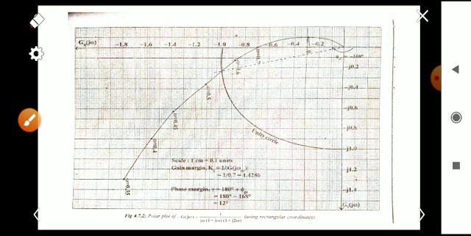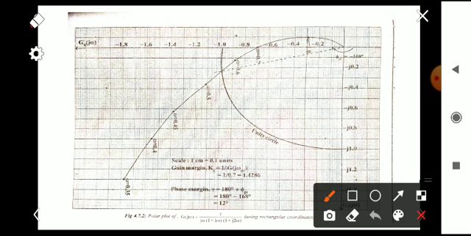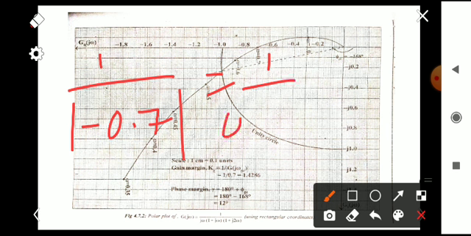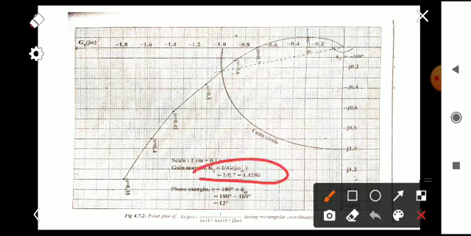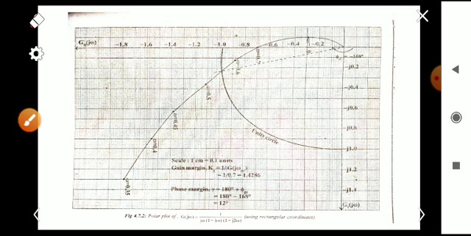So here we can find the gain margin as we have to observe the crossing point of the polar plot on the negative real axis. Here the negative real axis is this one. So here it will cross the negative real axis at minus 0.7. Our gain margin will be 1 by mod minus 0.7, which means 1 by 0.7, and we will obtain it as 1.4286. This is the gain margin.